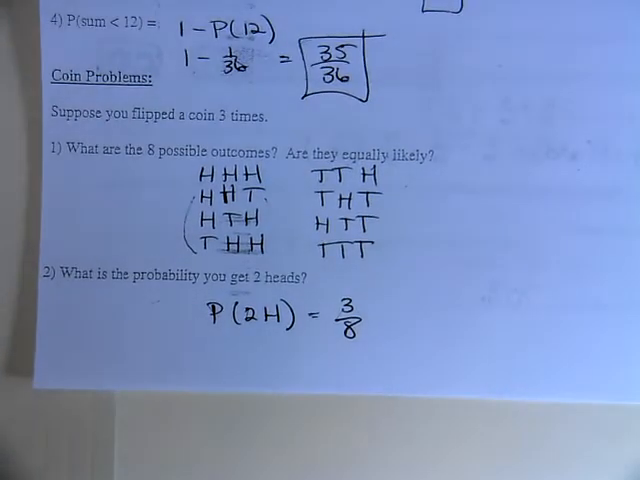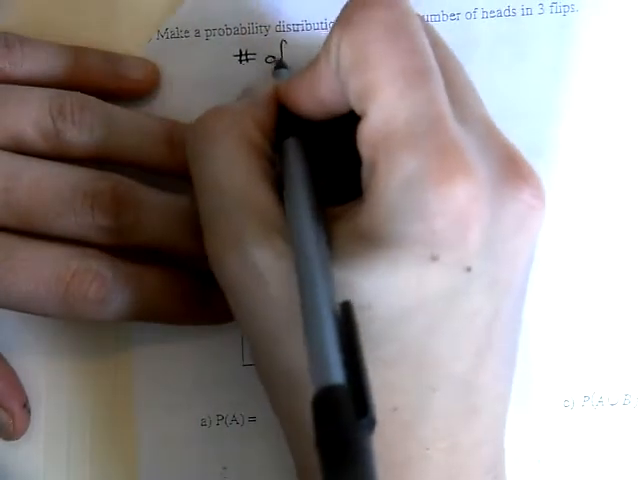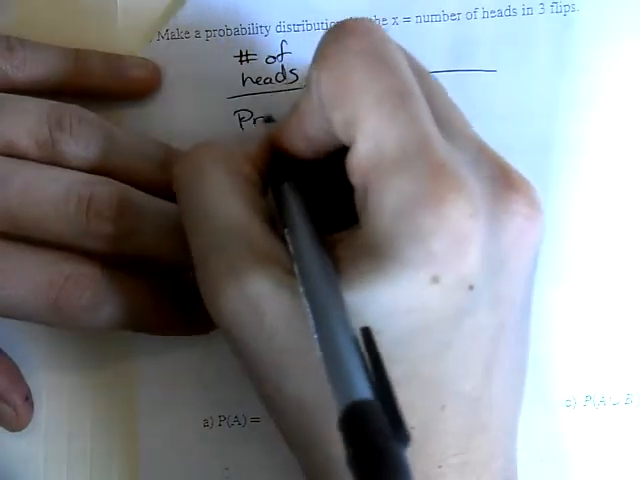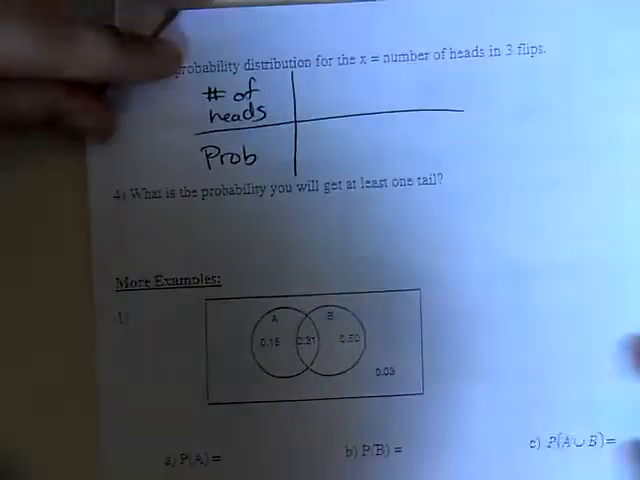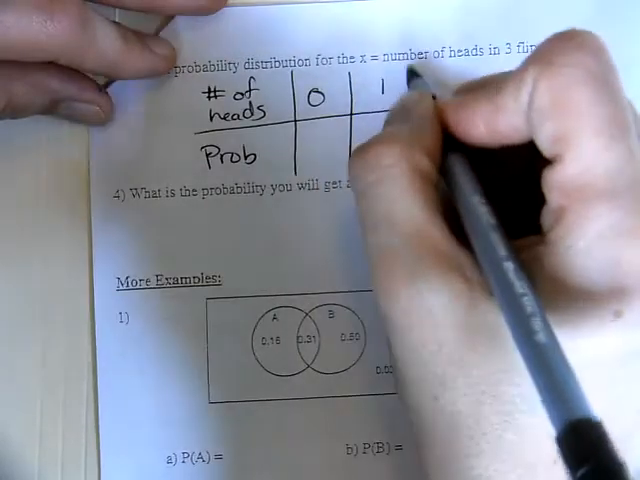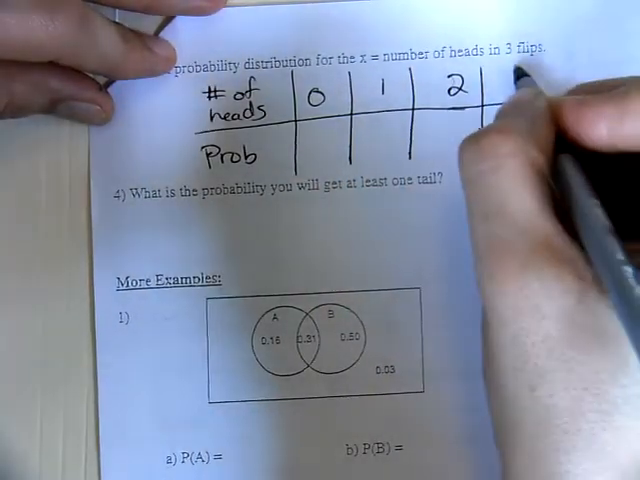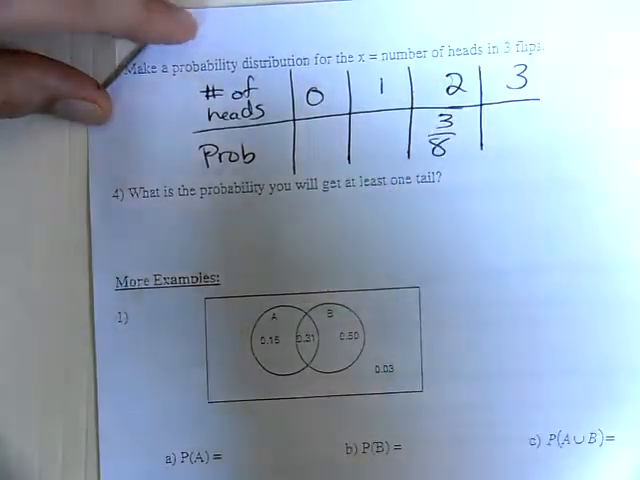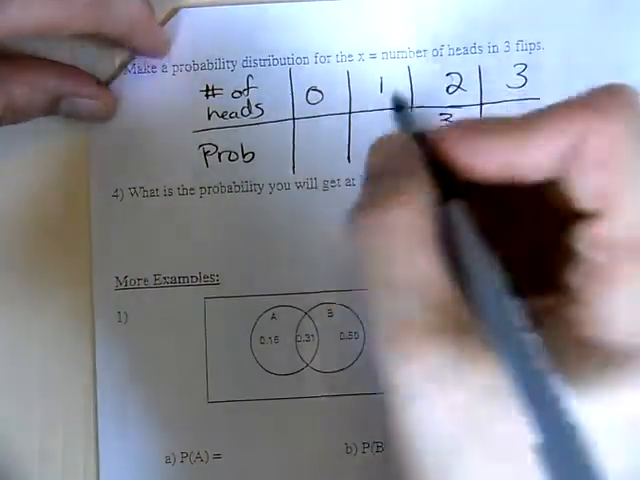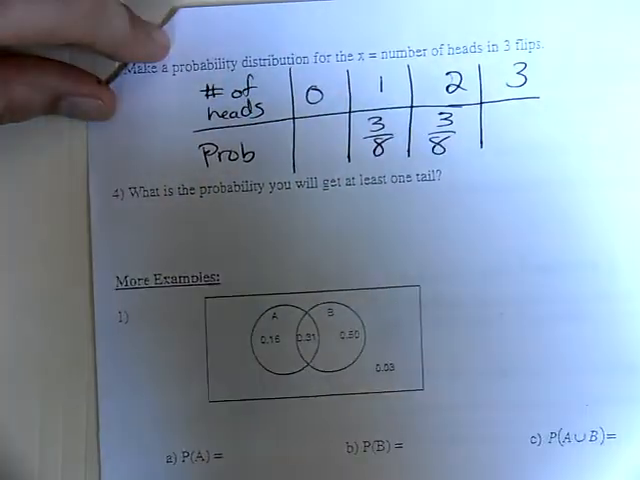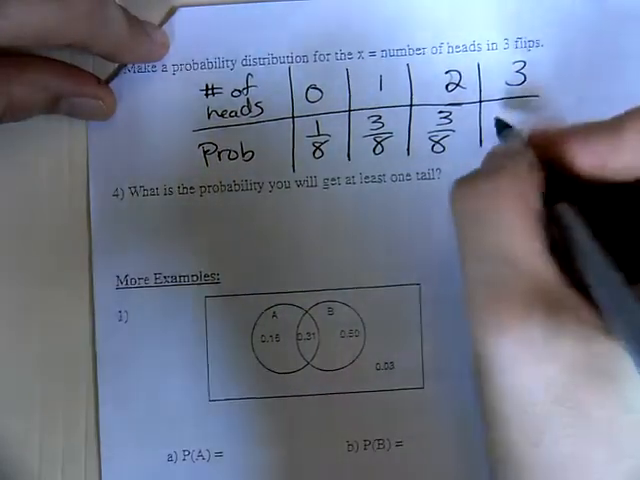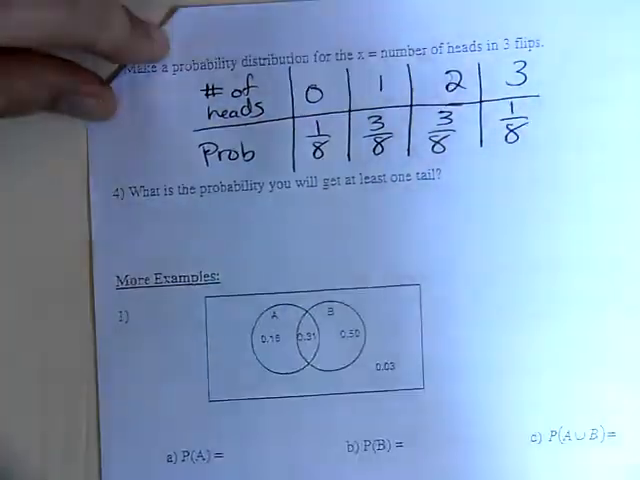So on the next page, if I make a probability distribution, you have the number of heads, and then again you have the probability. I could have 0 heads, 1, 2, or 3. Well, we already figured out 2 was 3/8. Getting 1 head is also 3/8. Getting no heads would be tails, tails, tails, that's 1/8. And getting 3 heads, it's heads, heads, heads, so that's 1/8.